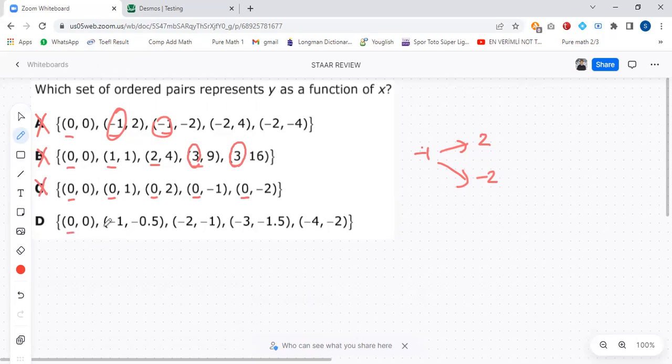So we are checking the x values, okay, guys? So 0, -1, -2, -3, and -4. All the x values are different. So each x value is paired with exactly one y value. So it's a function.